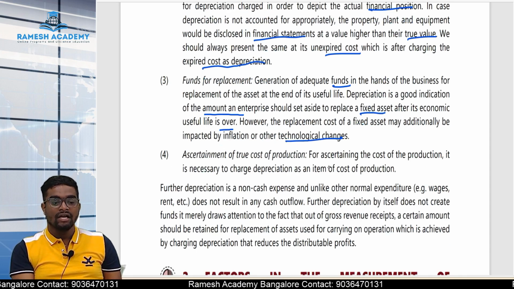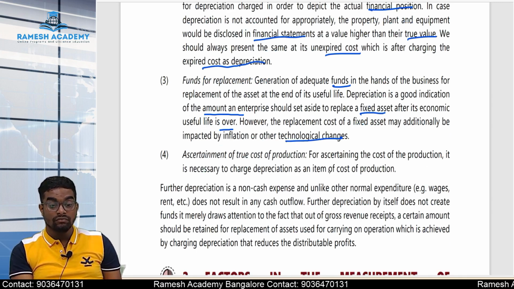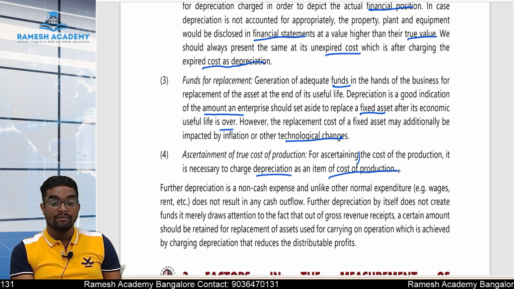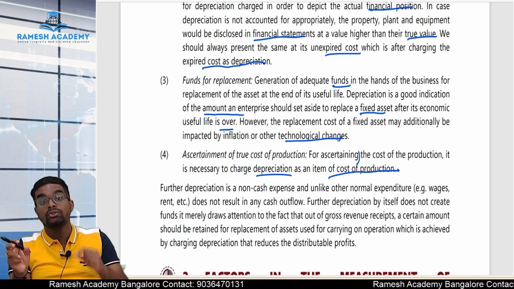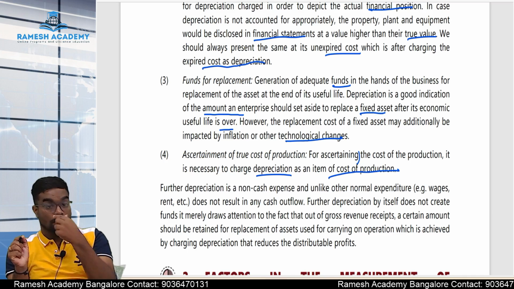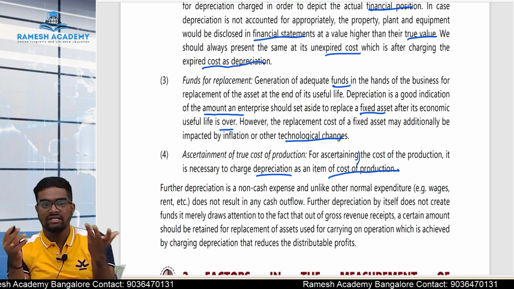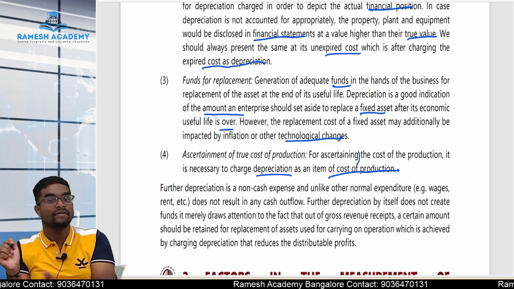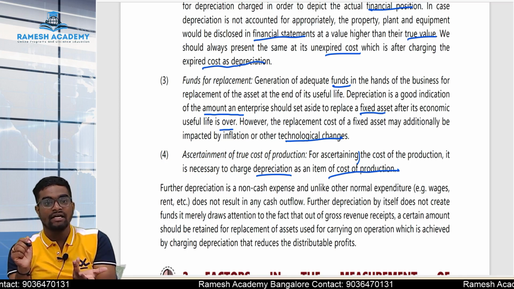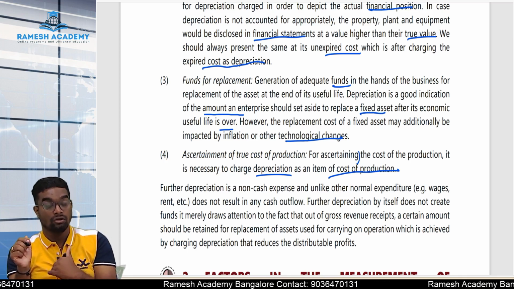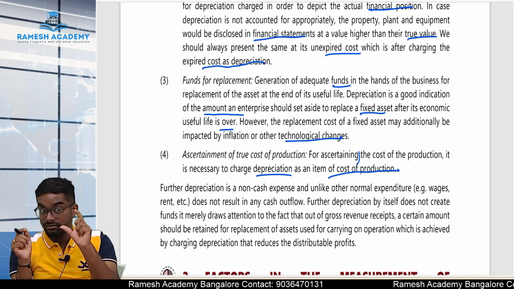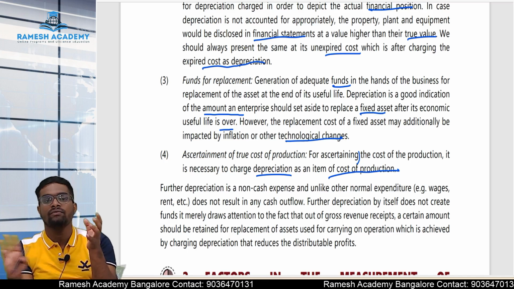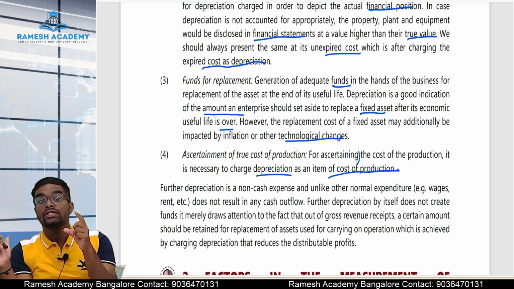Okay. Ascertainment of true cost of production. For ascertaining the cost of production, it is necessary to charge depreciation as an item of production. If there is a plant and machinery which is used only for production, then we have to take the depreciation into account to calculate the cost of production. Then only we can set our selling price. Otherwise, we can't recover the depreciation cost or the cost of the asset. So when you set a price, which means the selling price, you have to take into consideration all the costs, all the overheads, all the indirect expenses. Then only you should set the selling price.